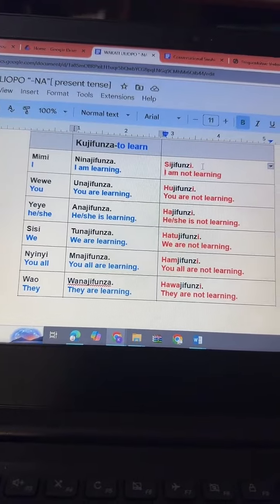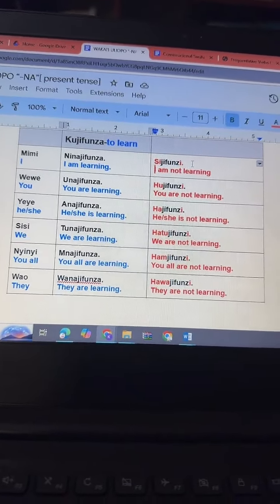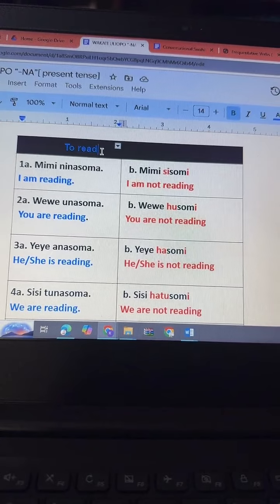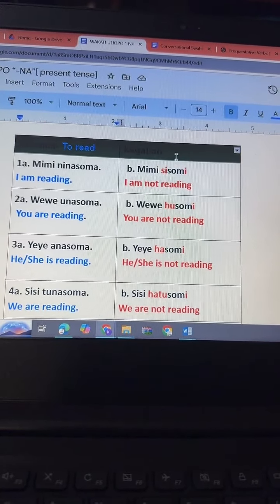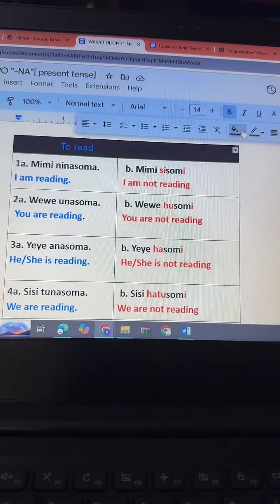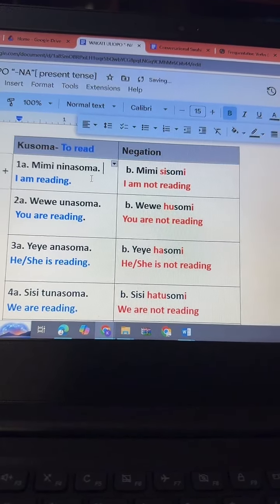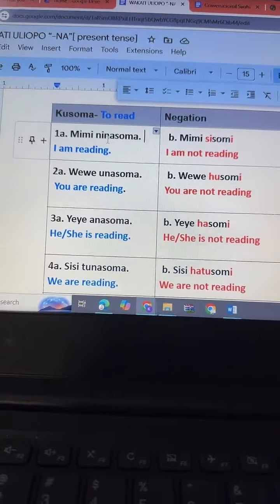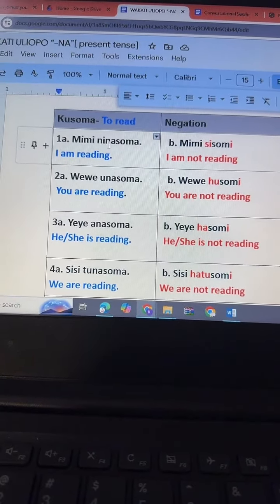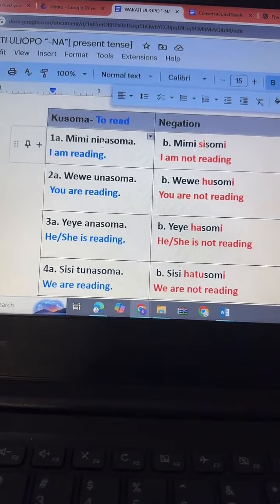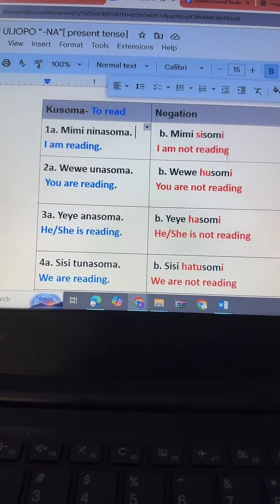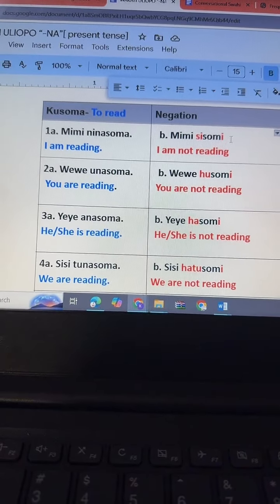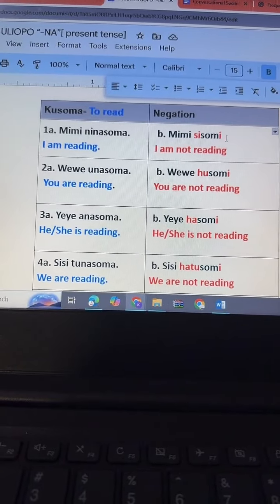Okay. Now, we will go to another example. To read is kusoma. I'll just change this color. Mimi ninasoma, I am reading. I want to say I'm not reading, it will be mimi sisomi. I am not reading.